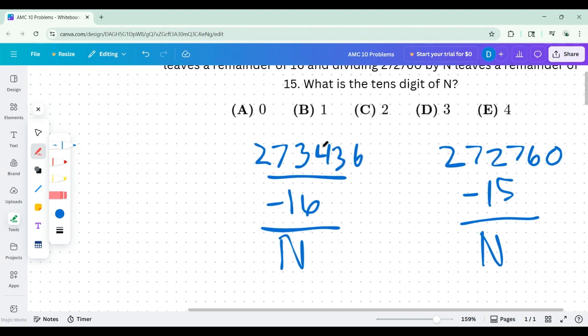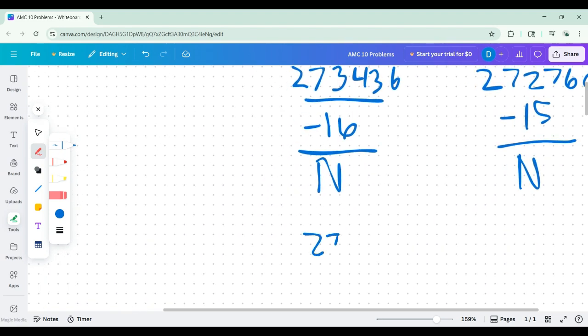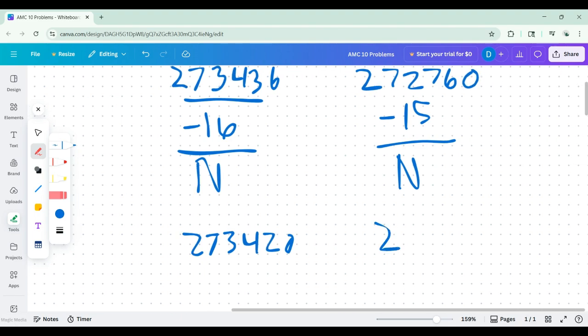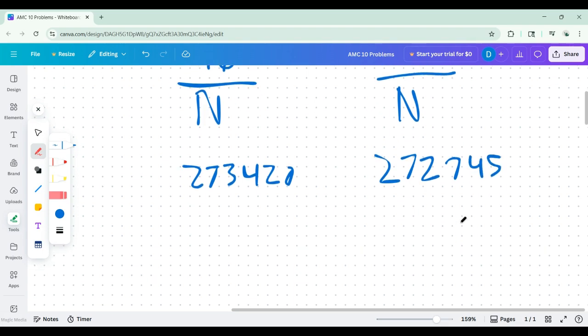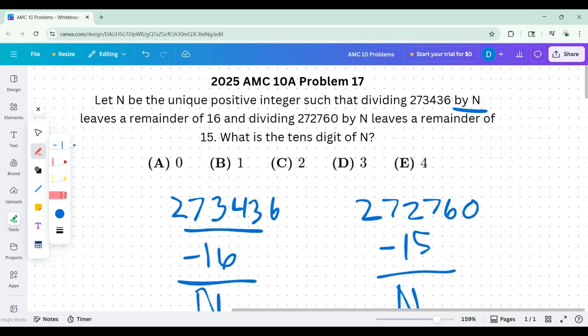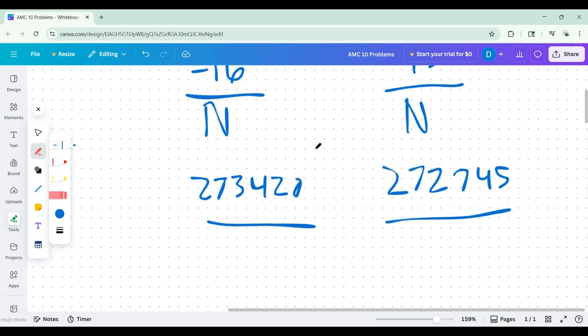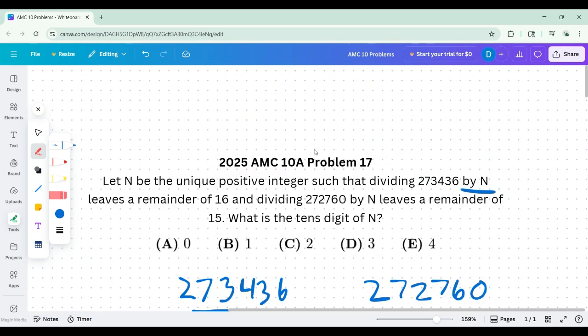Okay, so how would this help us? Well, if you calculate 273,436 minus 16, that is 273,420, and then 272,760 minus 15 is 272,745. We know that both of these numbers are divisible by n. So how does this help us? Both of these numbers are divisible by n, and both of these numbers are also a multiple of n.